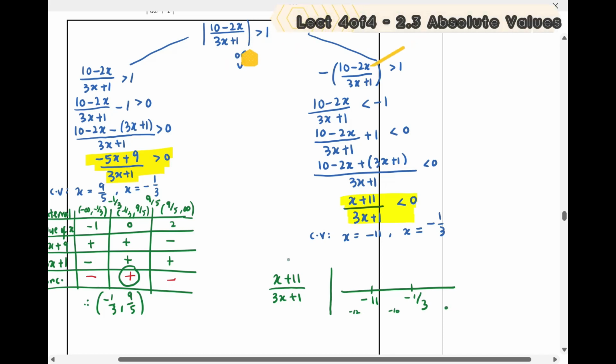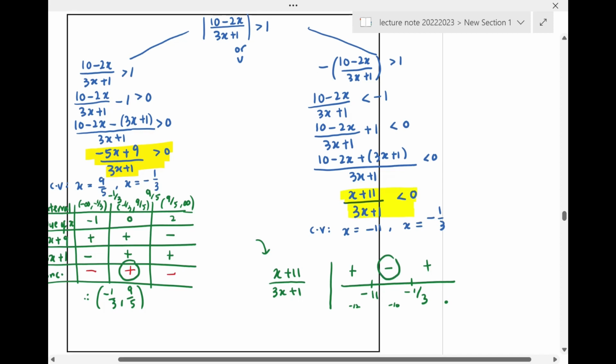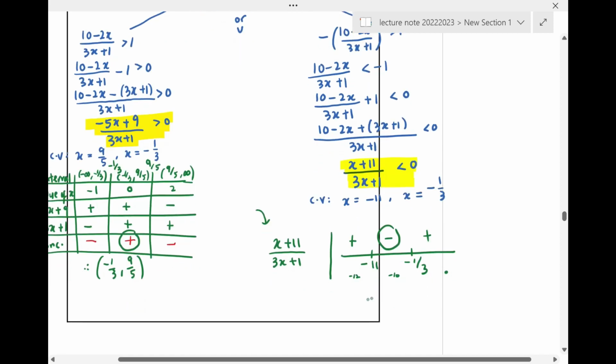Okay, so as I taught you earlier, you just key in this expression in your calculator and then you press the calculate button and then substitute negative 12. Okay, you will get the positive sign here and then negative sign in the middle and positive sign in the last part. Okay, so we highlighted just now, we want the less sign, less than 0. So it is also in the middle. So the answer for the second inequality is actually from negative 11 up till negative 1 over 3.